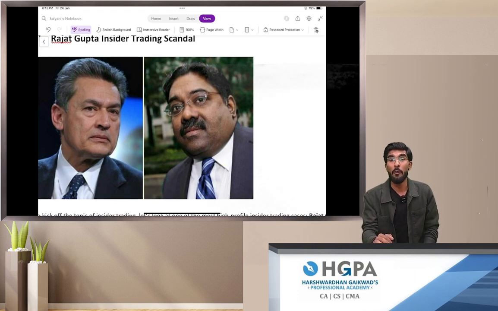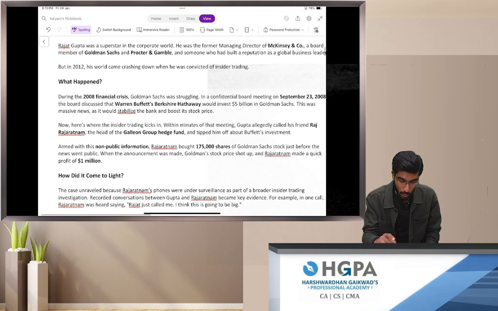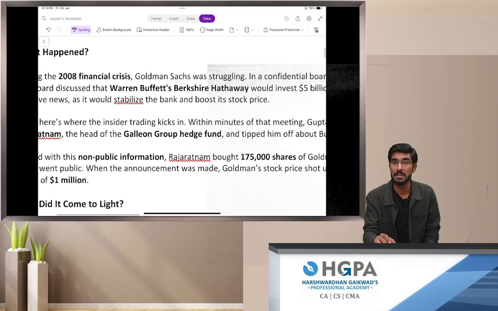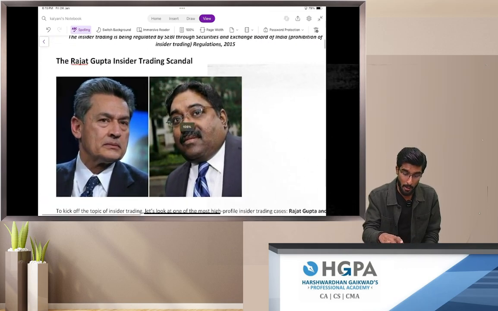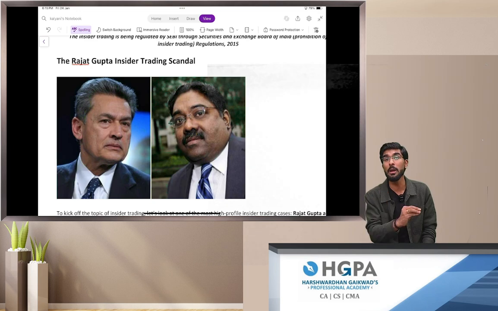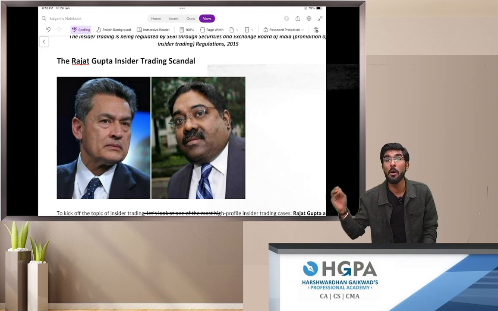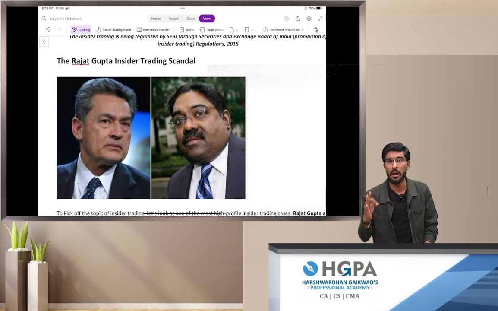Rajaratnam was a fund manager in one of the biggest funds in the US, Galleon Group Hedge Fund. Okay, he was the head of Galleon Group Hedge Fund, and Rajat Gupta was the director of Goldman Sachs. Along with being the director of Goldman Sachs, he was also the director of Procter and Gamble. Earlier, he was the director of McKinsey and Company.